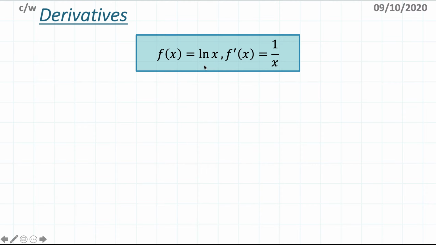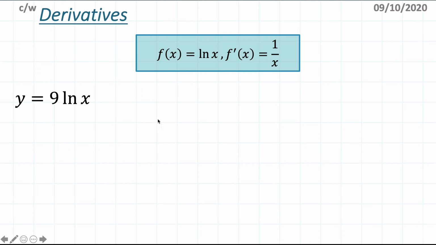So the derivative of ln of x is just 1 over x. One thing to note is we will call this the argument. Whatever is inside this ln of x is called the argument. So the derivative of ln of x is going to be 1 over x. So I'm taking the argument to the denominator. Now let's look at an example.